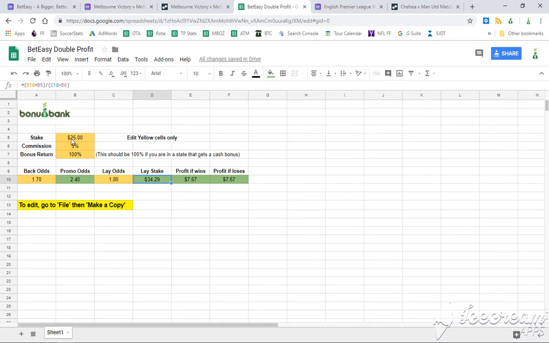So the stake for the offer is $25, we saw that. Our commission rate at Betfair is 5%, and it's going to ask for the bonus return here. Because it's a cash bonus, we get 100% return, so we're going to stick with that. The back odds on the draw were 3.5. The promo odds, we can skip, this is calculated automatically, but we are going to put in the lay odds of 3.8. And you can see there that if we lay $40, we're going to get a profit of $13 if it wins or if it loses.